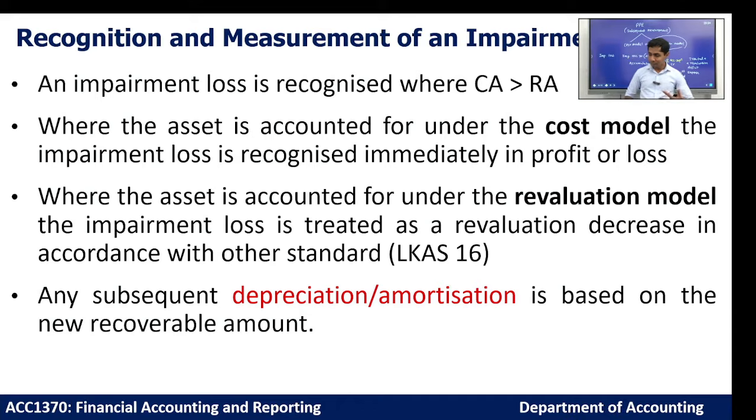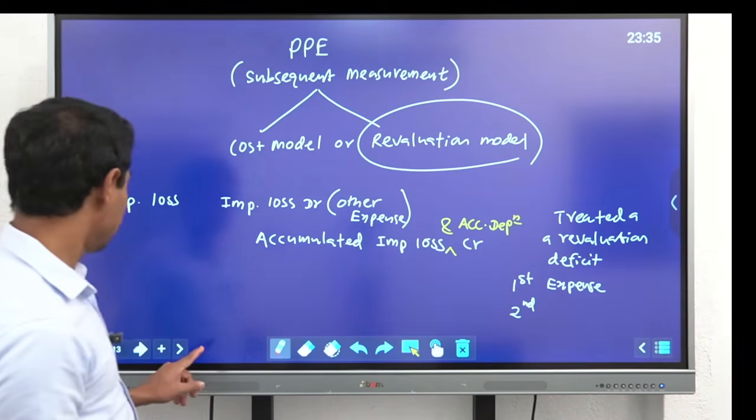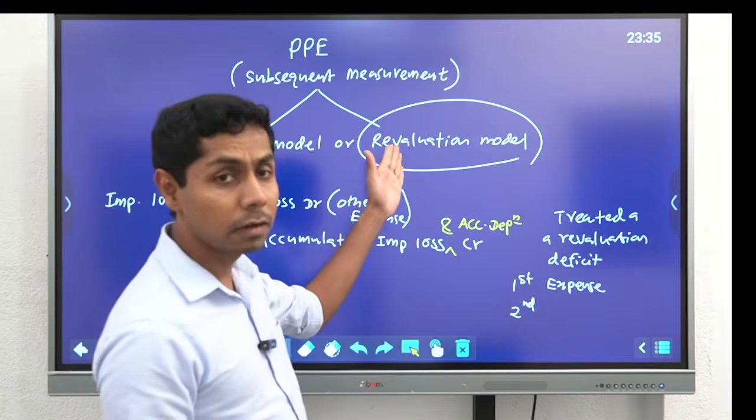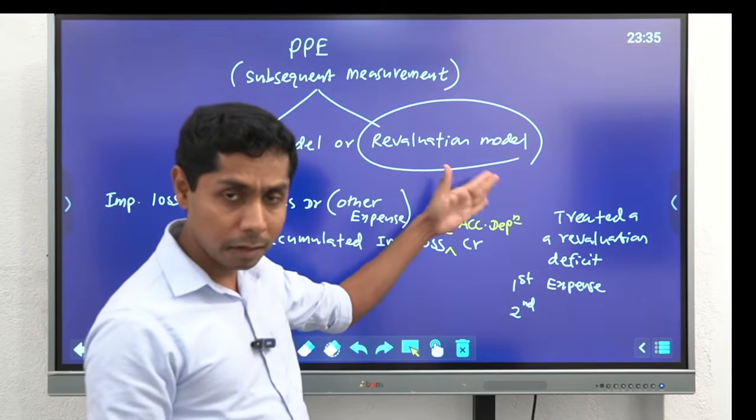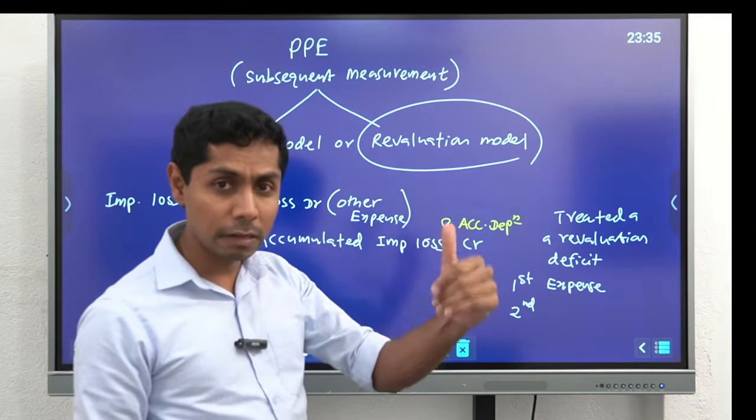Any subsequent depreciation or amortization: depreciation relates to PPE, and amortization relates to intangible assets. Same process but two different names. Depreciation for PPE, amortization for intangible assets, right? Same process. Now any subsequent depreciation or amortization is based on the new recoverable amount. For example, if you revalue an item of PPE, after the revaluation you need to depreciate the asset based on the revalued amount.